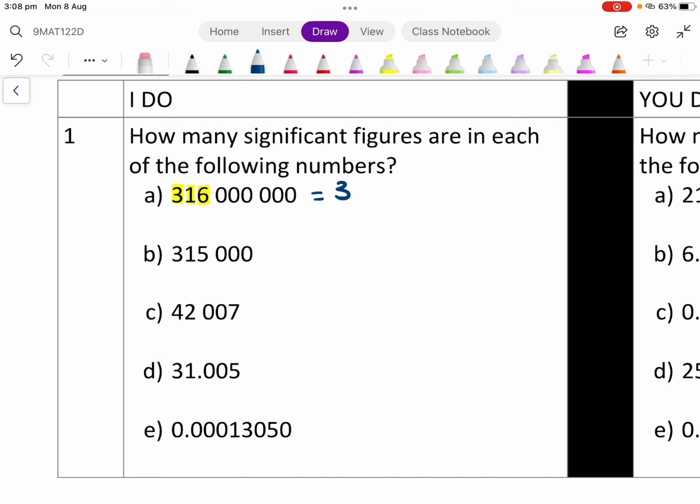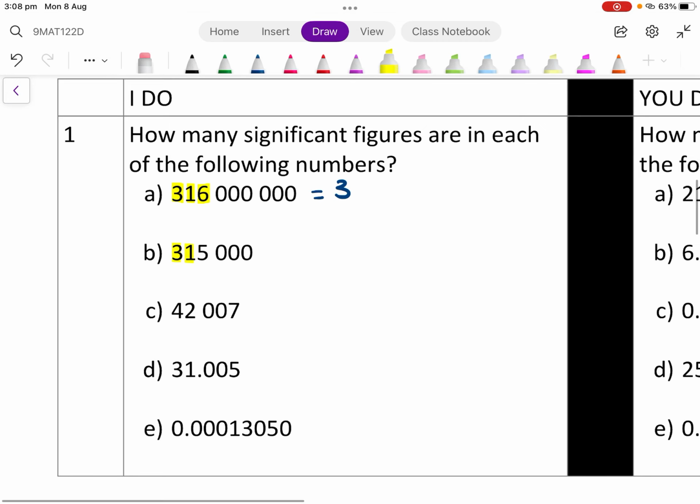In our next number, 315,000, our 3, our 1 and our 5 are significant. So again, this only has 3 significant figures. In C, 42,007, our 4 and our 2 and our 7 are non-zero digits, and the zeros in between our non-zero digits are also significant. So this number has 5 significant figures.